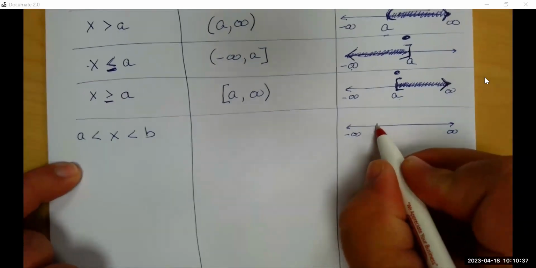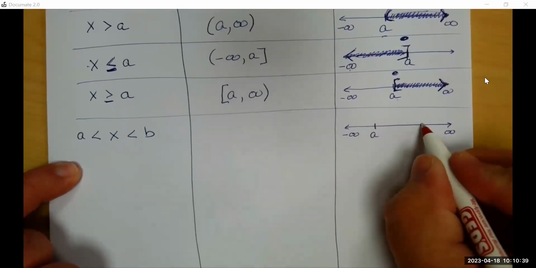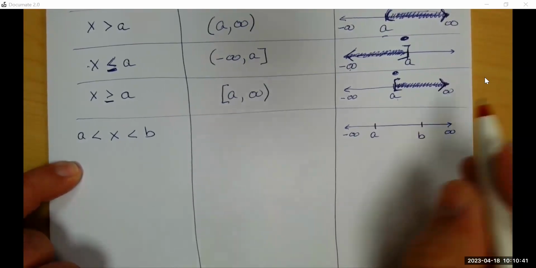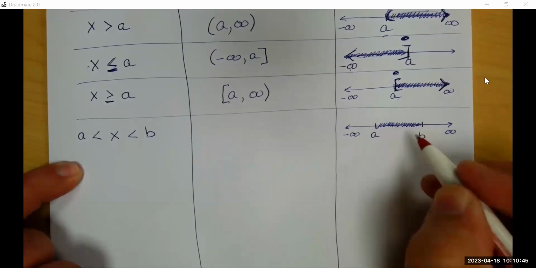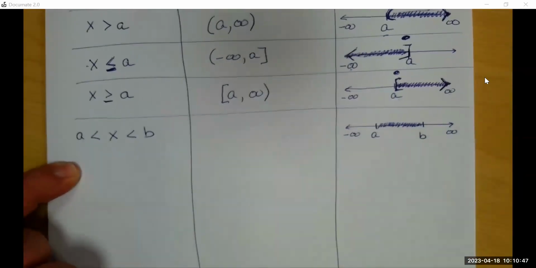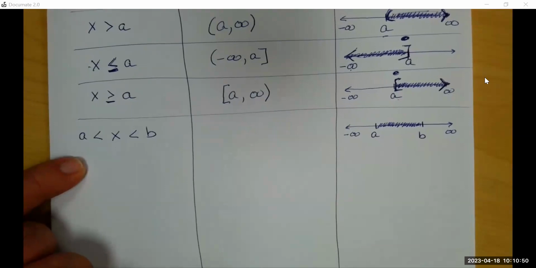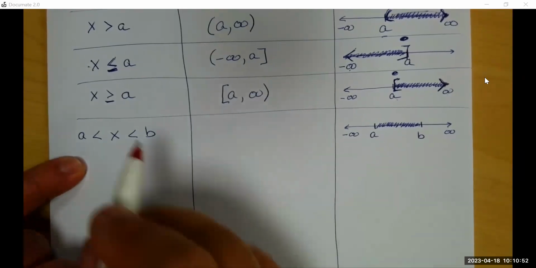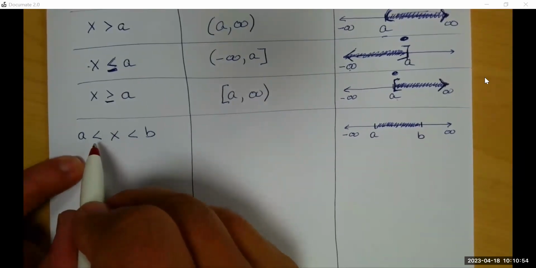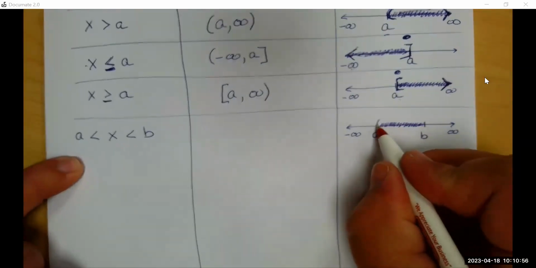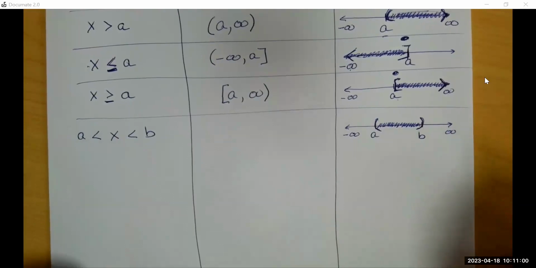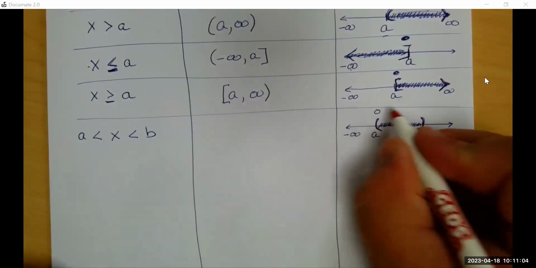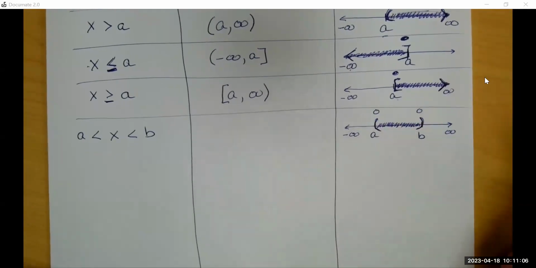So what this says is I have A here and B here. X is between these two guys. Those are all my X's. Do I put parenthesis or a bracket on A? Parenthesis, because it's not equal to. Same thing with B. Or you could put open circles there on both of them.